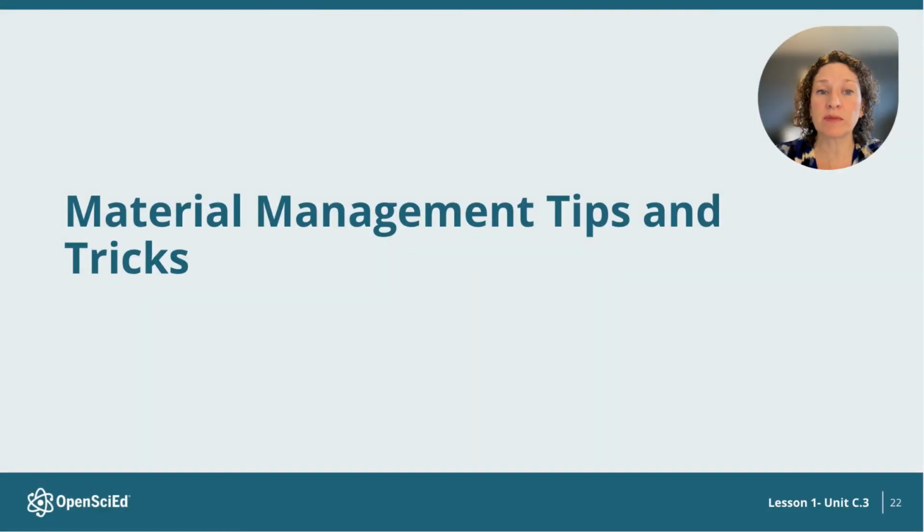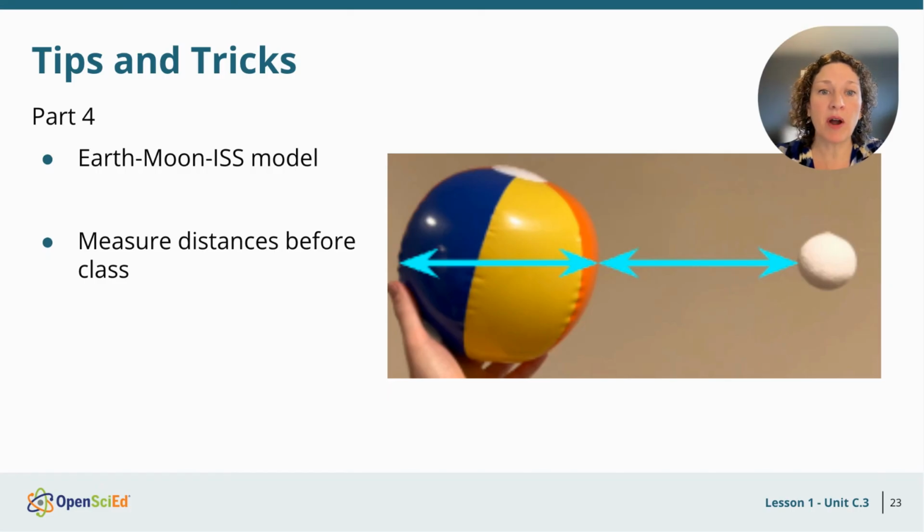And now for a few tips and tricks. In part 4, for the Earth Moon ISS scale model, you'll want to measure out the distances before class. You'll hang a polystyrene foam ball from the ceiling to represent the moon, and then measure the distance to where the beach ball Earth should be located, and put a piece of painter's tape on the floor so you're ready for class.